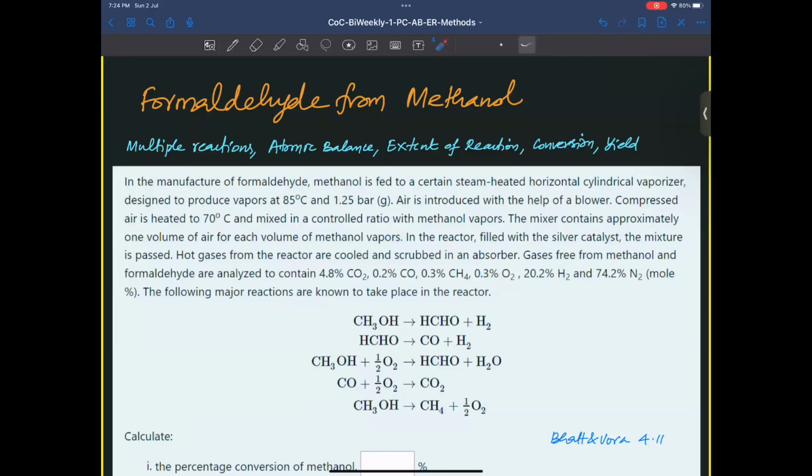One widely used problem is the acid mixing problem, sir. Yeah, in the acid mixing problem, I have used this atomic balance method. Yes, such a problem is there in Bhatt and Vora. Yes, I have that problem. Right, I also tried this method. It's also coming out very straightforward.